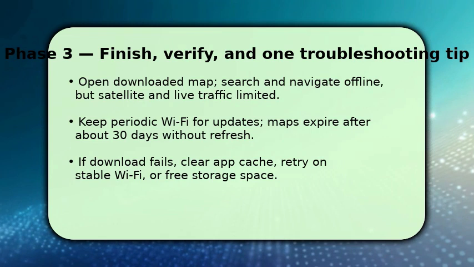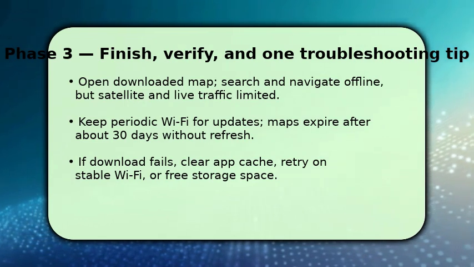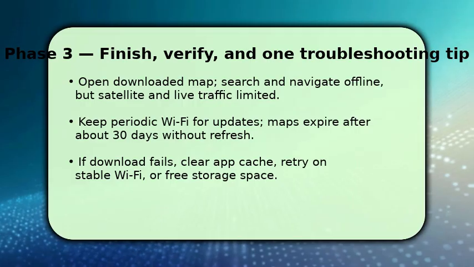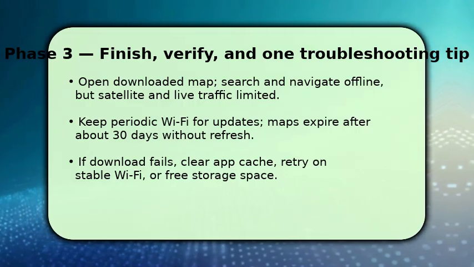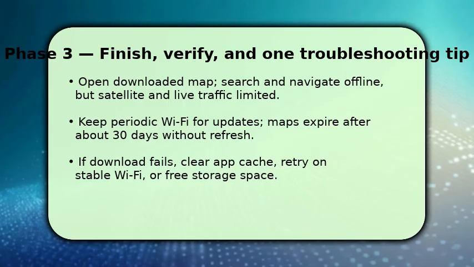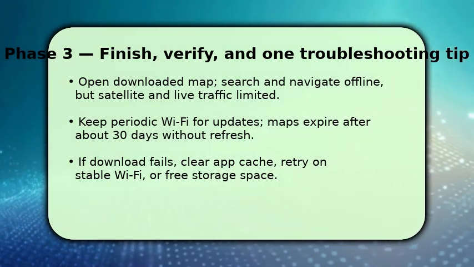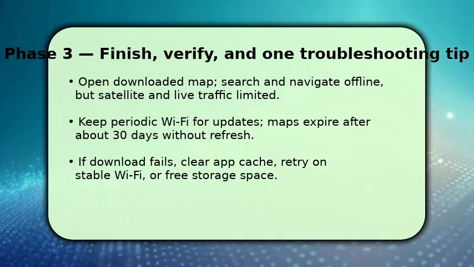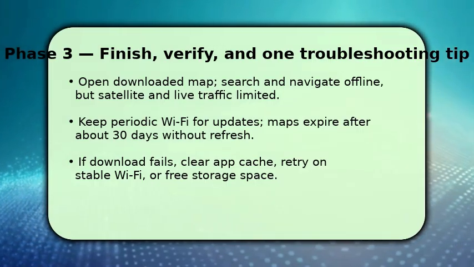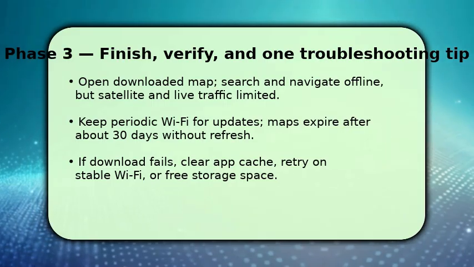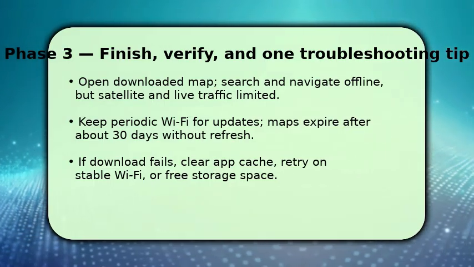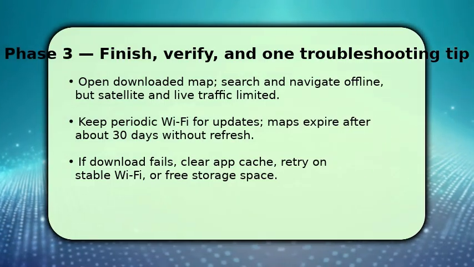You can search places and navigate turn by turn, though satellite imagery and live traffic may be limited. Once done with a trip, make sure to reconnect to Wi-Fi occasionally, because offline maps typically expire after about 30 days without an update. If a download or update fails, clear the app cache, free up storage, and retry on a stable Wi-Fi connection. That fixes most problems quickly.